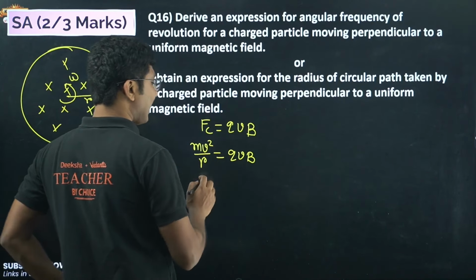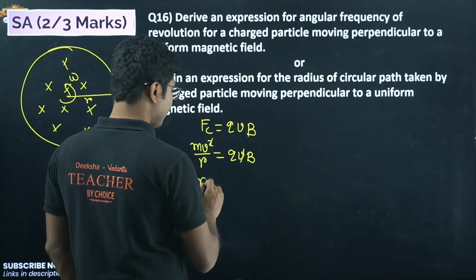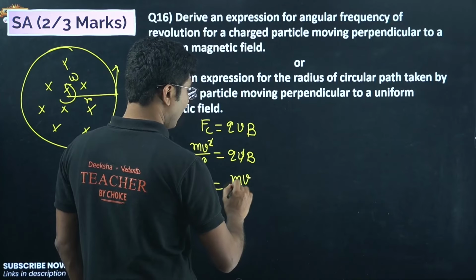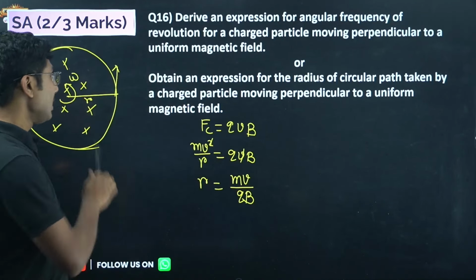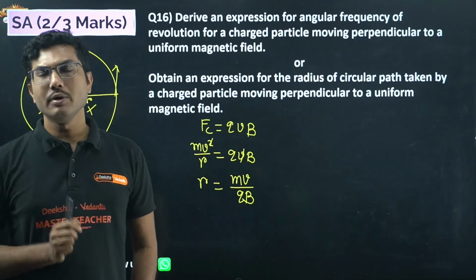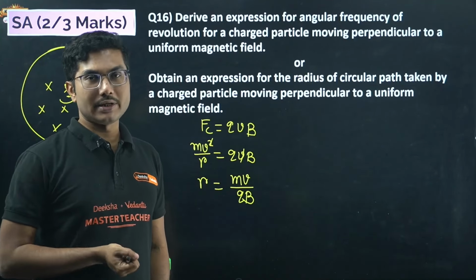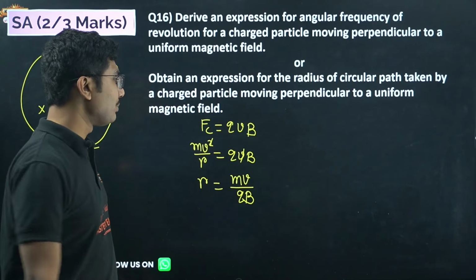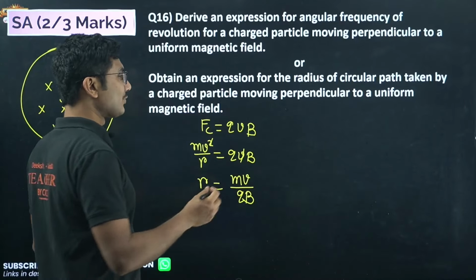Now you can easily calculate the radius from this expression. So radius is given by mv by qB. Okay, very easy derivation. Diagram is important, and you have to write that the centripetal force is equal to the Lorentz force. Lorentz force is providing the required centripetal force for the motion, and then you can write this. Just a simple derivation, and it generally comes for 3 marks, so 3 marks will be guaranteed.